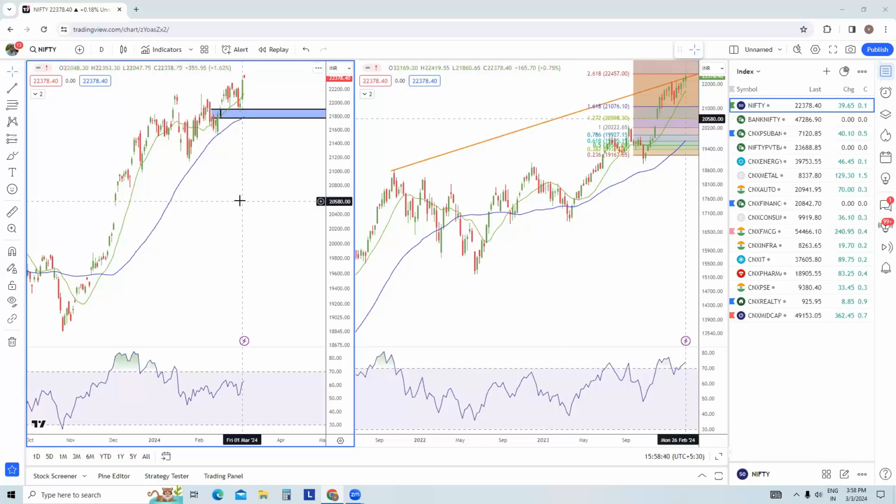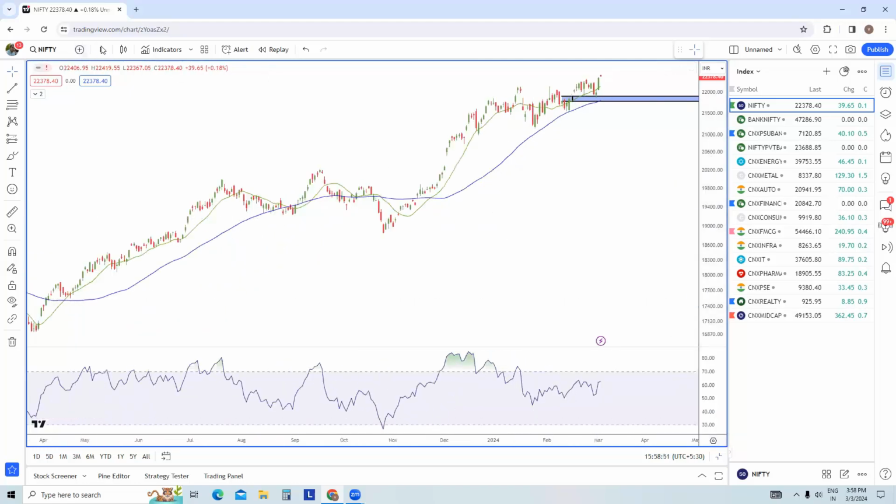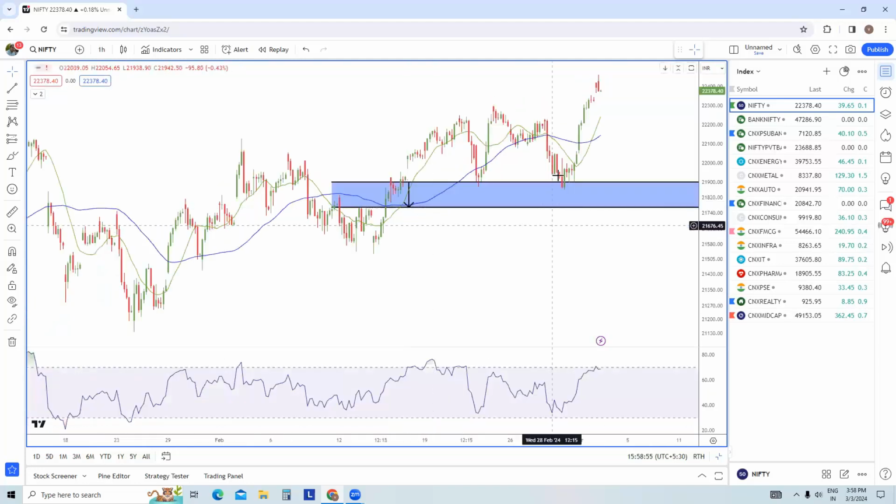What a pullback we had last week. In the last 3 trading sessions of the previous week, we can see a total U-turn of Nifty and overall market, especially if you just have a look at the lower time frame charts. You can literally see a fall, correction and a complete U-turn in the markets.